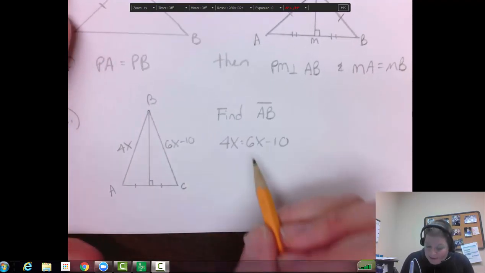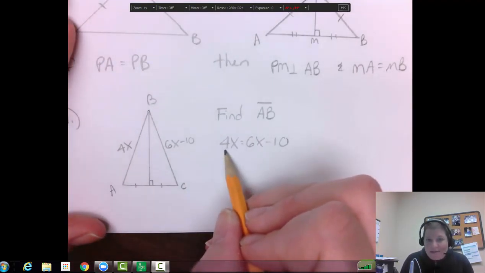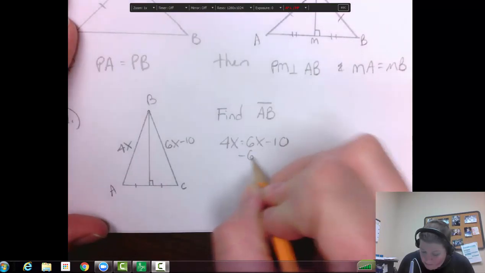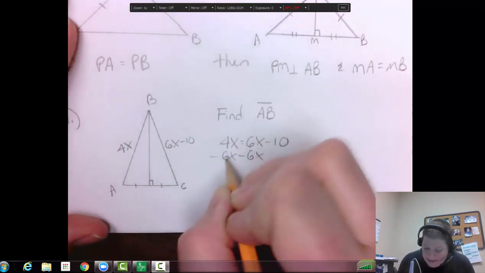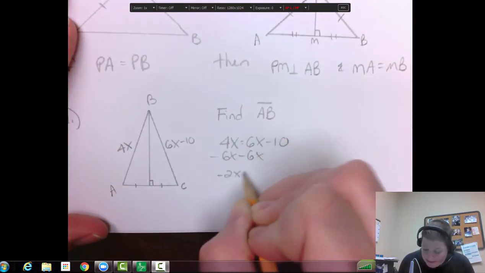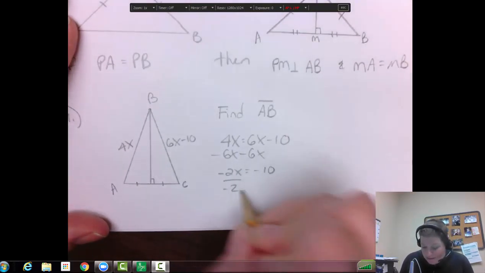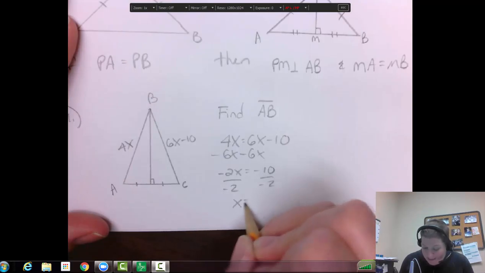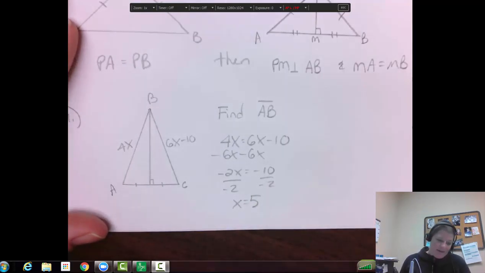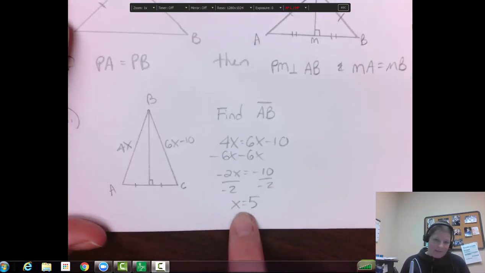All right, so I'm going to subtract the 6x this way so that all the x's are together. 4 minus 6 is negative 2x equals negative 10. Divide by negative 2 to get the x by itself, and it equals positive 5. So we found x, but that's not what it's looking for.